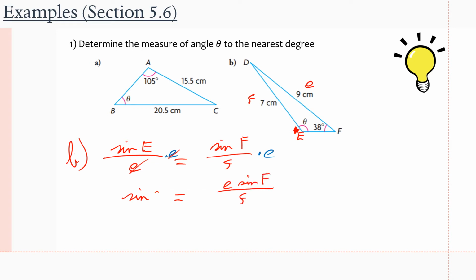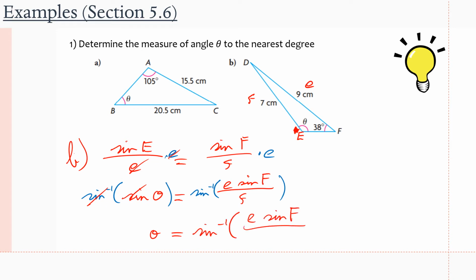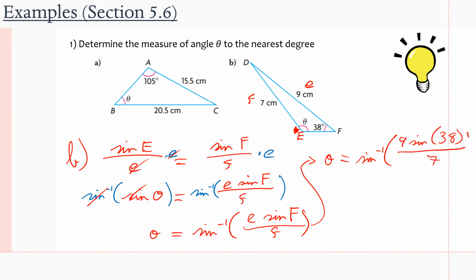Now I'll change this to theta. And now we take the sine inverse of each side. These are going to cancel out. We're going to be left with theta equals sine inverse of E sine of F all over F. Now if we plug in all our numbers, theta is going to be equal to sine inverse of E, which is 9, times sine of F, which is 38 degrees, all over F, which is 7 centimeters.